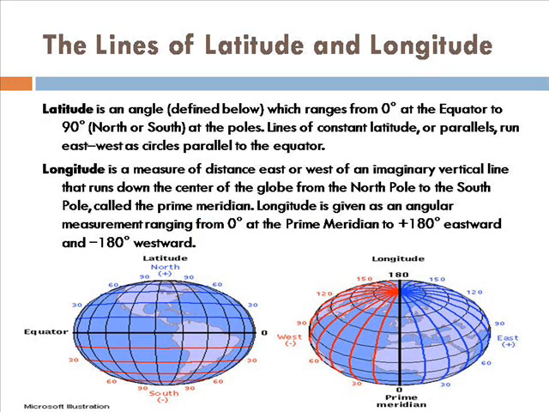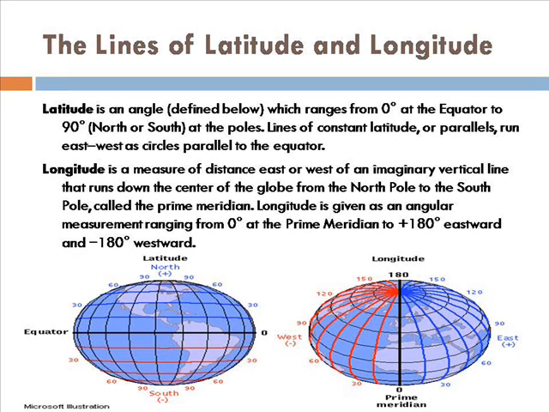Now let's understand the lines of latitude and longitude that will help us to find where places are located. Latitude is an angle that is defined below. It ranges from 0 degree at the equator to 90 degree north or south at the poles. Lines of constant latitude or parallels run east-west as circles parallel to the equator.